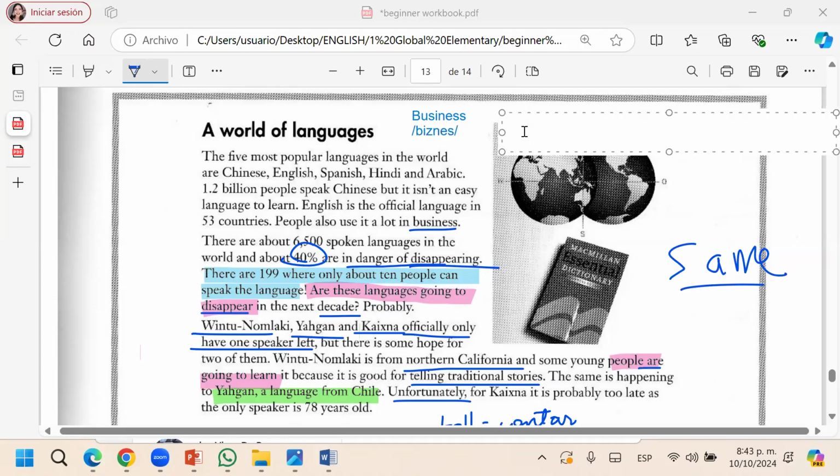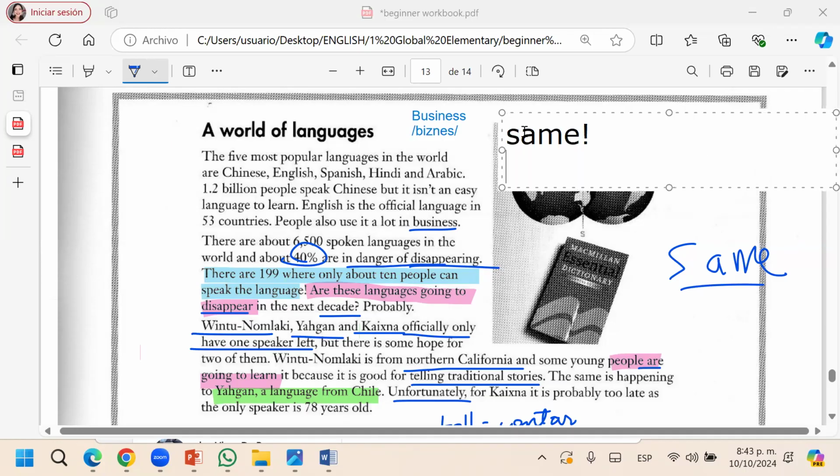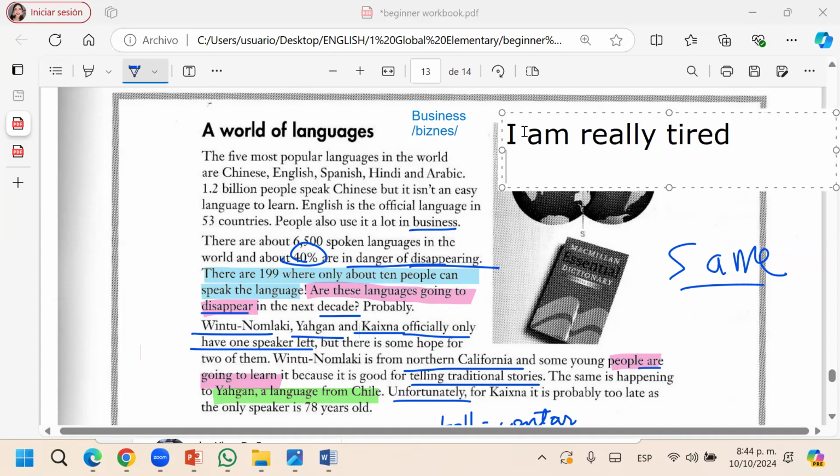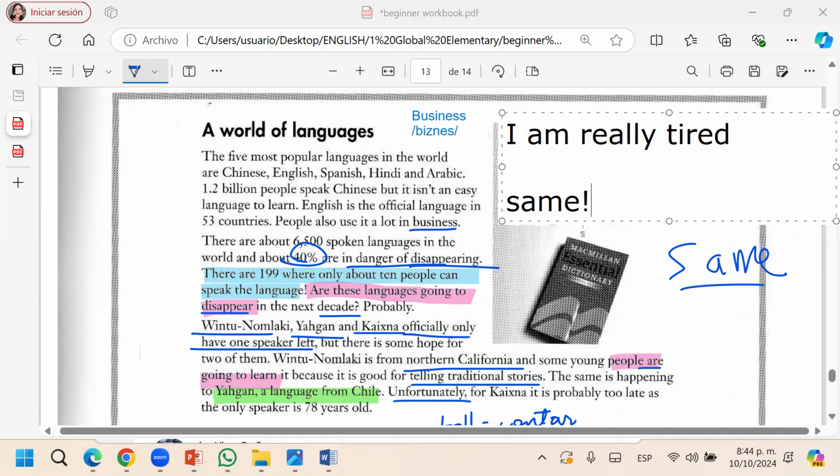Cuando alguien nos cuenta, cuando le contamos algo a alguien y esa persona dice, same. Como me está pasando lo mismo. For example, I am really tired. Decimos a alguien, mira, I'm really tired. And that person says, yeah, same. Lo mismo, yo igual, me está pasando lo mismo. It's the same. Yes. Lo mismo. The same.